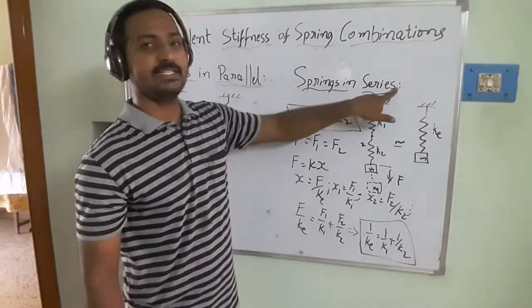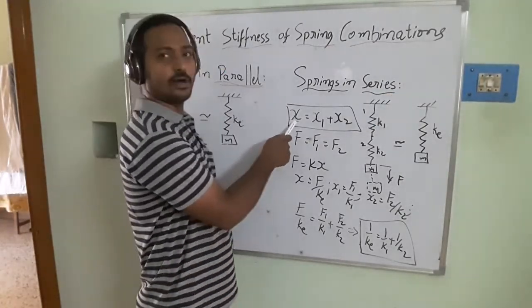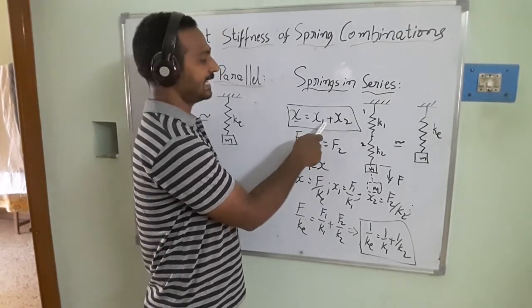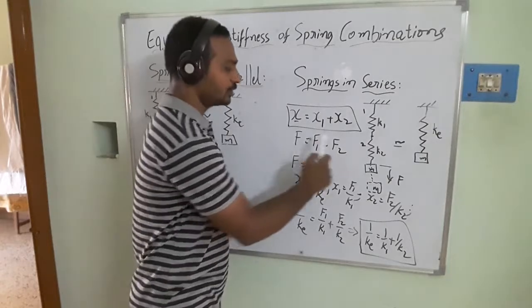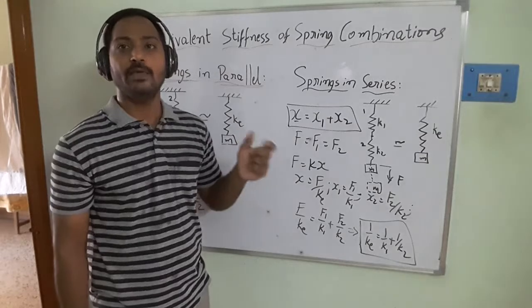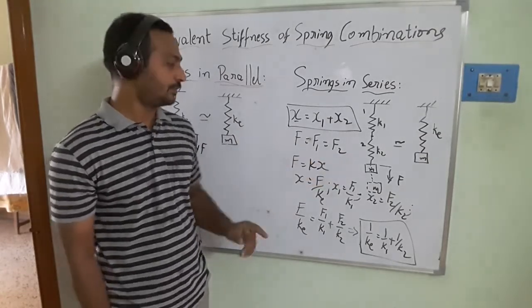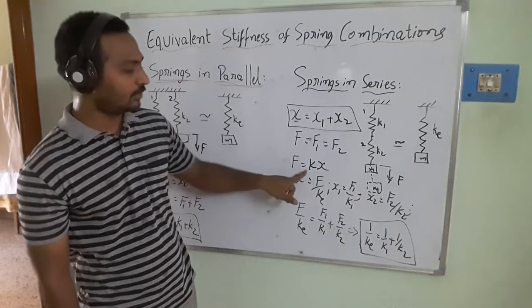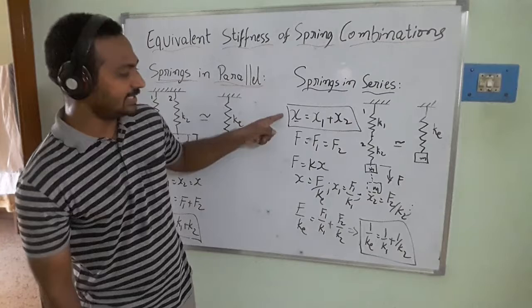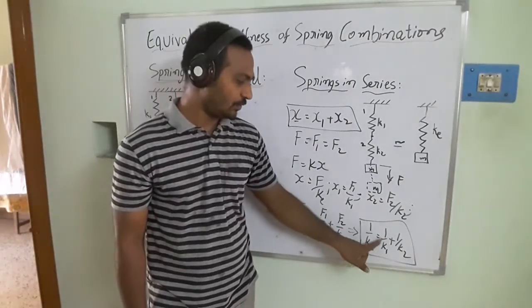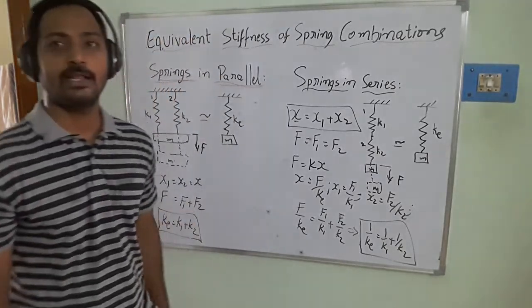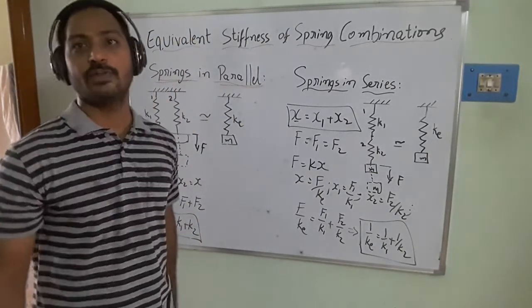And for the springs in series condition, what will happen? The total deflection of the spring system is equal to the sum of the individual spring deflections, x1 plus x2. But the total force acting on the system is equal to the individual forces, F1 is equal to F2. So I take the force is equal to K into x for x1 and x2, and finally I substitute in this equation and get 1 by Ke is equal to 1 by K1 plus 1 by K2. In this way we calculate the equivalent stiffness of the springs.